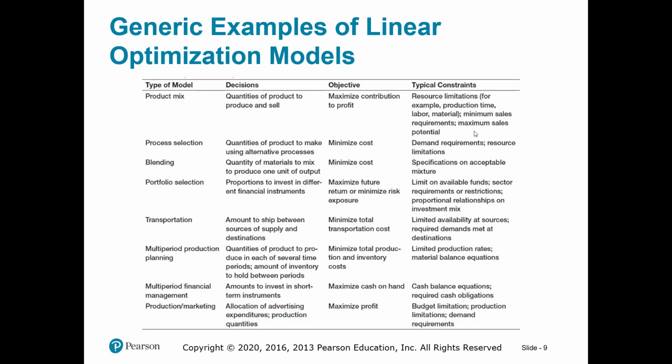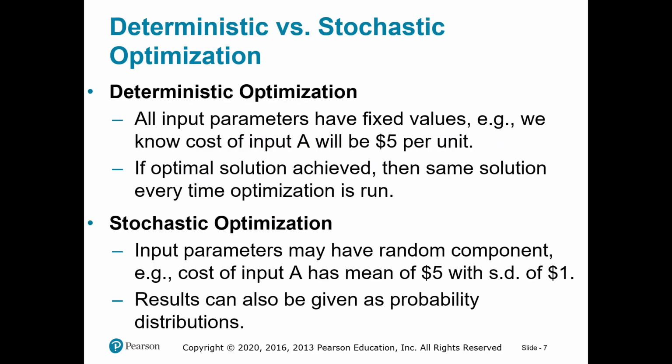We might need to produce a minimum amount of one product or a maximum amount of another product based on our sales potential and requirements. So we have various different business constraints.